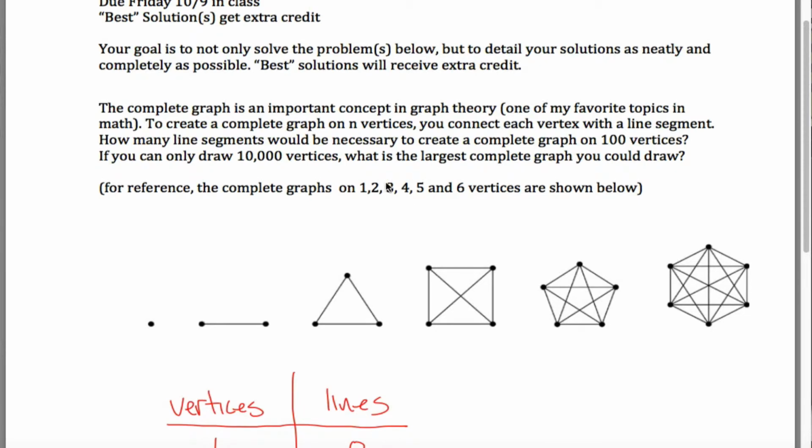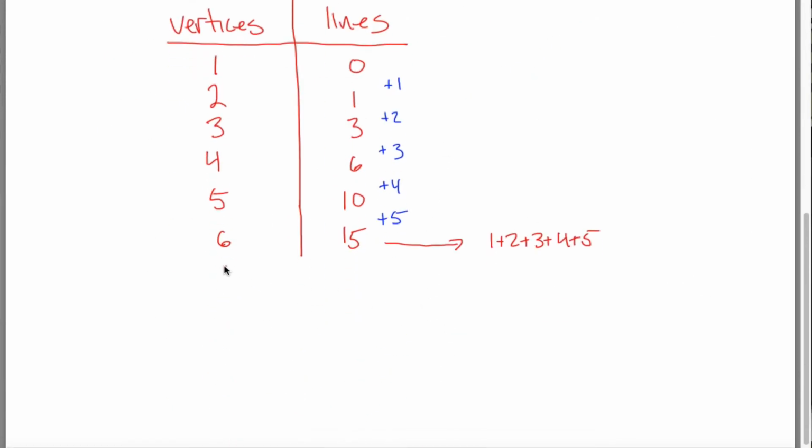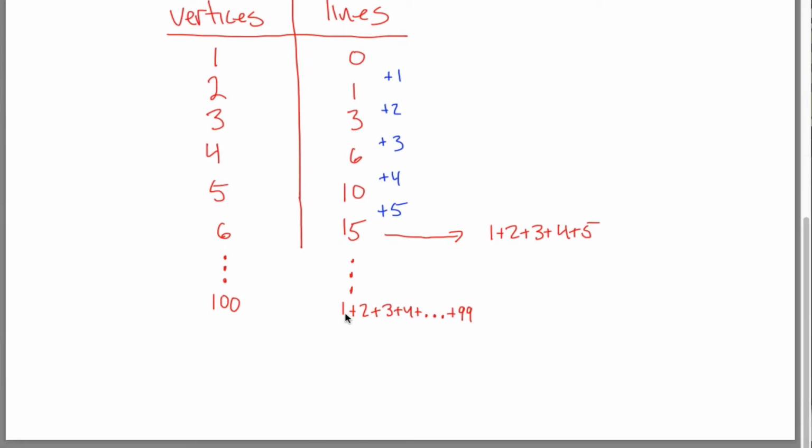But that's not what it asked. The question asked me how many line segments would be necessary to create a complete graph on 100 vertices. So what if this kept going all the way down to 100? Maybe we can follow the pattern. Just like 15 was 1 plus 2 plus 3 plus 4 plus 5, to get up to 100, it would be 1 plus 2 plus 3 plus 4 all the way up to, well, this one stopped 1 short of the number of vertices we had. So if I wanted to stop 1 short of 100, I'd be stopping at 99. So this is my answer right here. I just have to figure out what is 1 plus 2 plus 3 all the way up to 99.